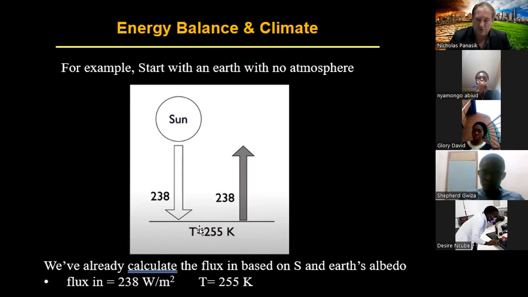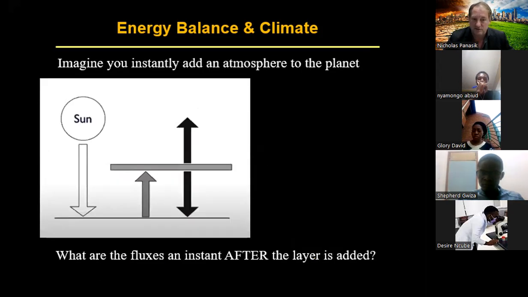It's our 238 divided by the Stefan-Boltzmann constant, and then you take the fourth root of that. So that's our planet with no atmosphere. That's what we're starting with. And we're saying it's at equilibrium. Now, I want you to imagine we just instantly throw an atmosphere on the planet. Okay.